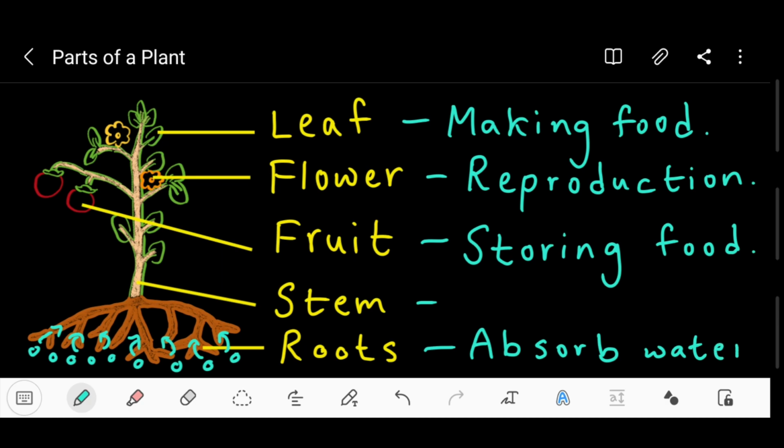Next, we come to the stem. So once this water is absorbed, this water needs to be transported to the leaf, to this leaf and all the leaves all over the plant. So this transporting of water is done by the stems. That is the function of the stems. They take the water that has been absorbed by the roots and transport it to the other parts of the plant.